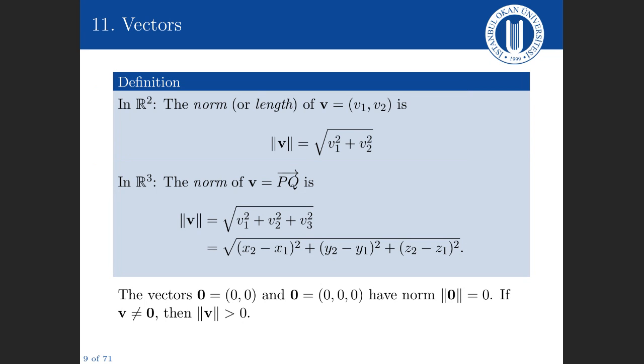In three-dimensional space, we have a formula. Now we have three coordinates. The norm of the vector v from p to q in the previous picture is the square root of v1 squared plus v2 squared plus v3 squared. Or if we have coordinates as in the previous picture, that's the square root of (x2 minus x1) squared plus (y2 minus y1) squared plus (z2 minus z1) squared.